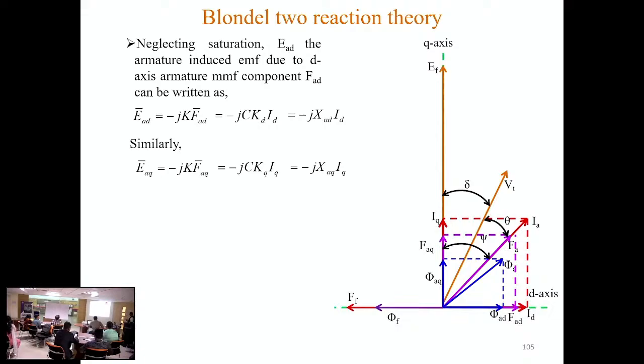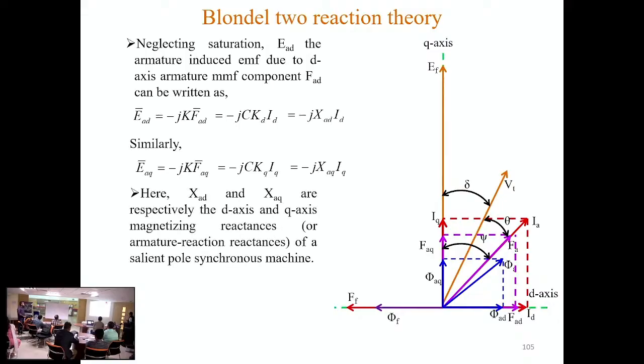Okay, so we will do it stepwise, because still after subtracting these we will have to subtract the leakage reactance drop, then armature resistive drop, etc. So here XAD and XAQ are respectively the D axis and Q axis magnetizing reactances or armature reaction reactances. In cylindrical rotor it was only XA. Here it will be two, XAD and XAQ.